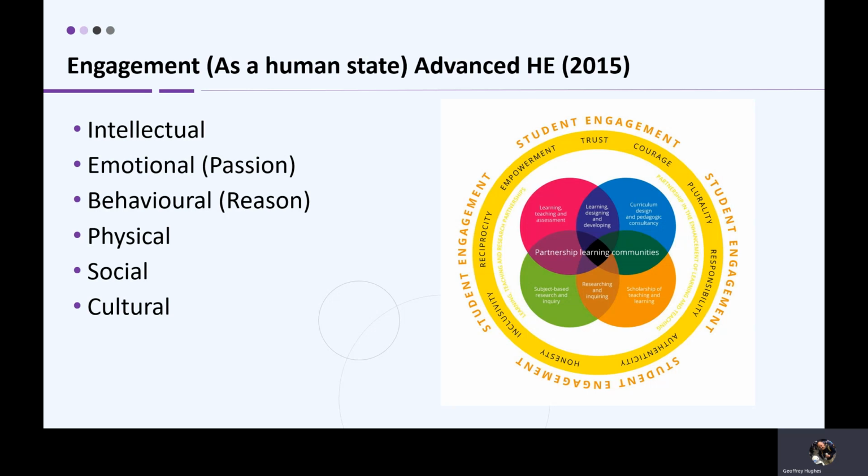Then we've got work by Advance HE, formerly the Higher Education Academy, in 2015, on engagement as a human state. So looking at engagement as a human action, but linking into those ideas around intellectual, so the cognitive, emotional, and behavioural engagements, but looking at behavioural as reasoning for attending and reasoning for engaging in sessions. But then they also bring in things like physical, social, and cultural engagement.